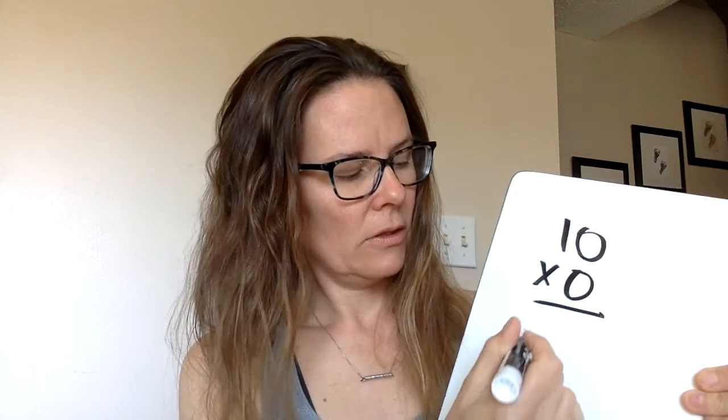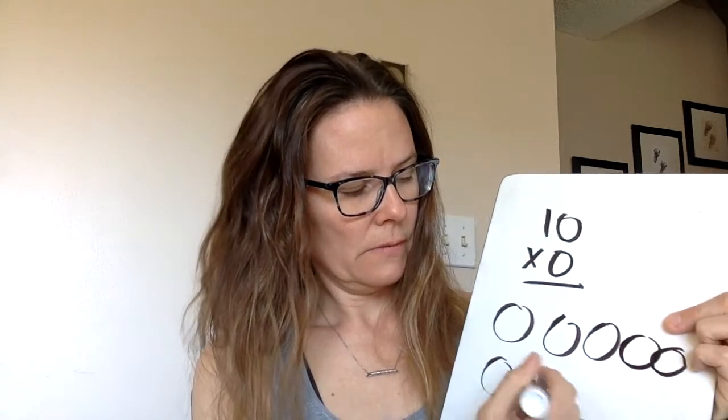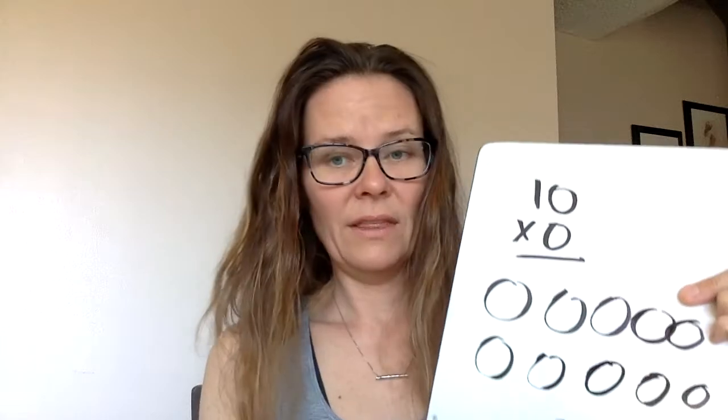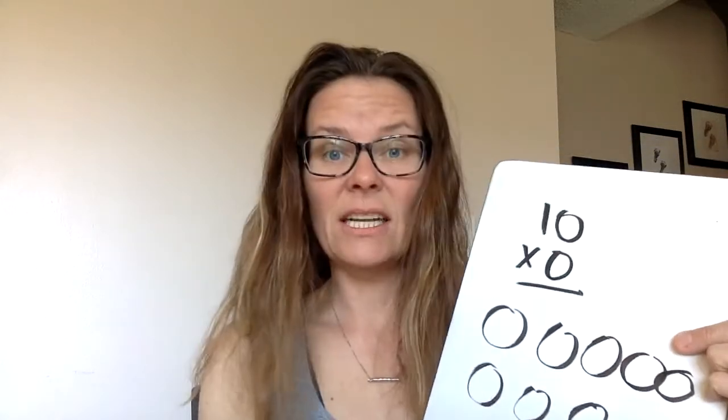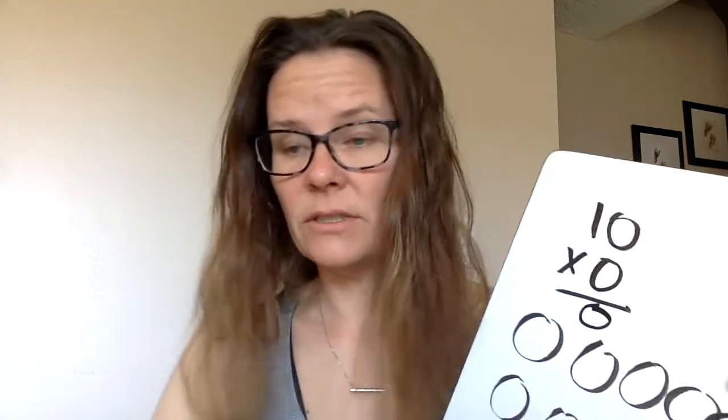So, for example, if it's multiplication with 0 and it's 10 times 0, that means there's 10 groups with nothing in them at all. So if I'm counting up 10 groups of nothing, that means there's just nothing there. I know you understand that.